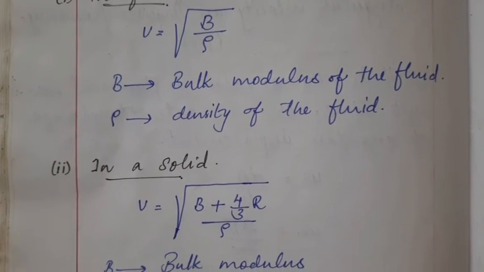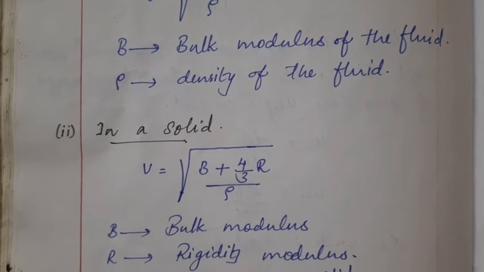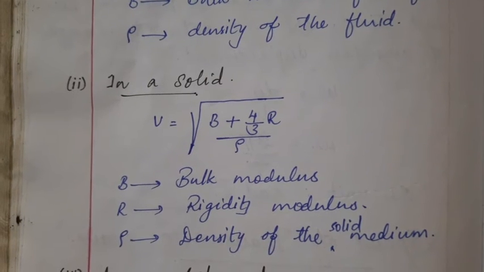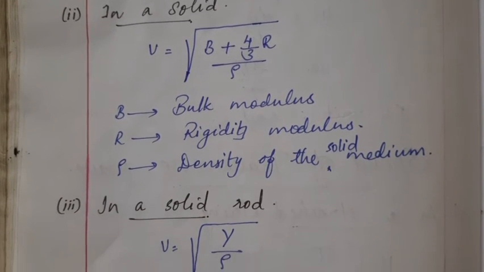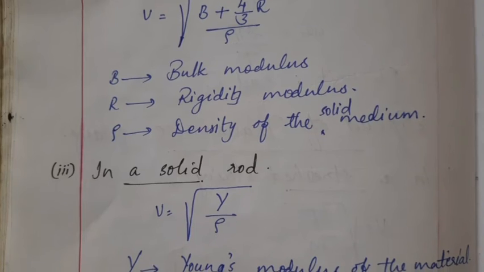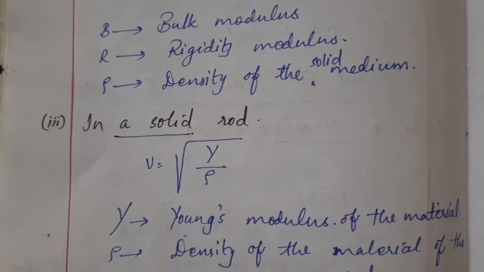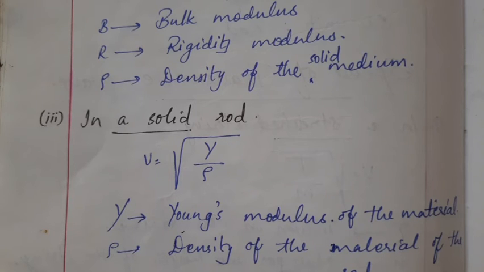Similarly, for longitudinal waves in solids, the speed depends on three factors: the bulk modulus, the rigidity modulus, and the density of the solid medium. It is calculated as square root of B plus 4 by 3 R, divided by rho. If it is a solid rod, you can produce a wave in a rod also. A solid rod will have a modulus of elasticity, that is Young's modulus, and a density rho. So the speed depends on these two factors: the Young's modulus and the density, square root of Y by rho.